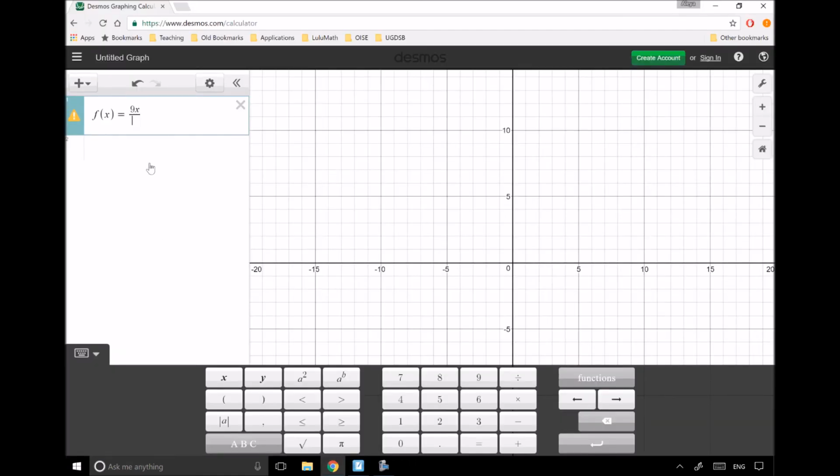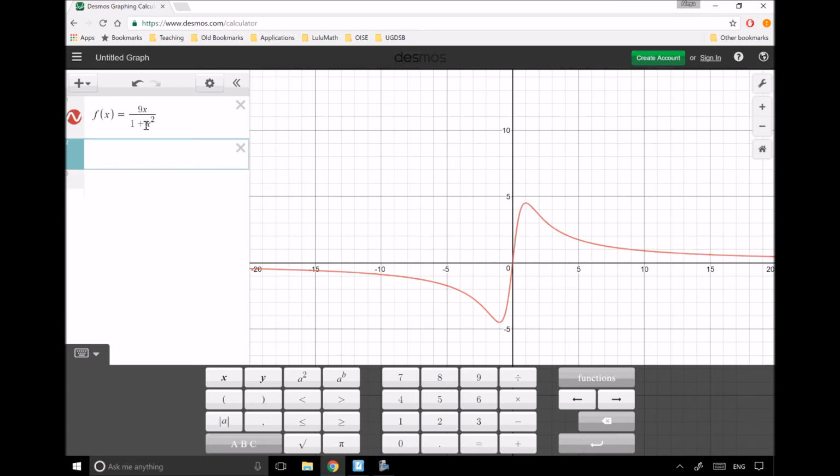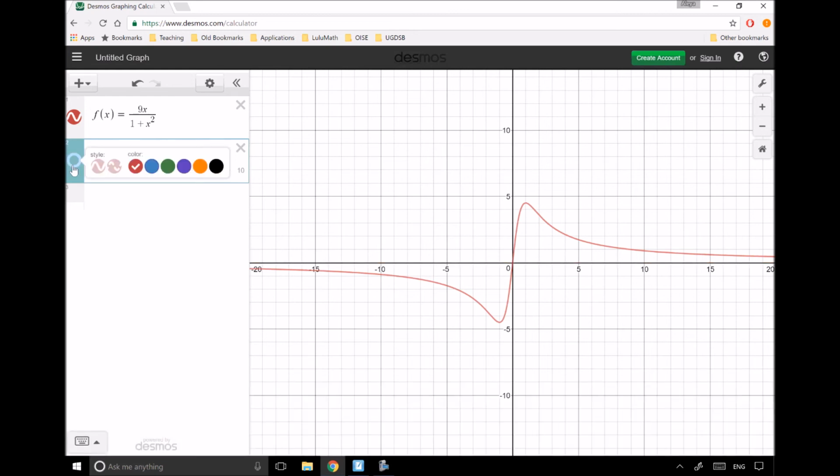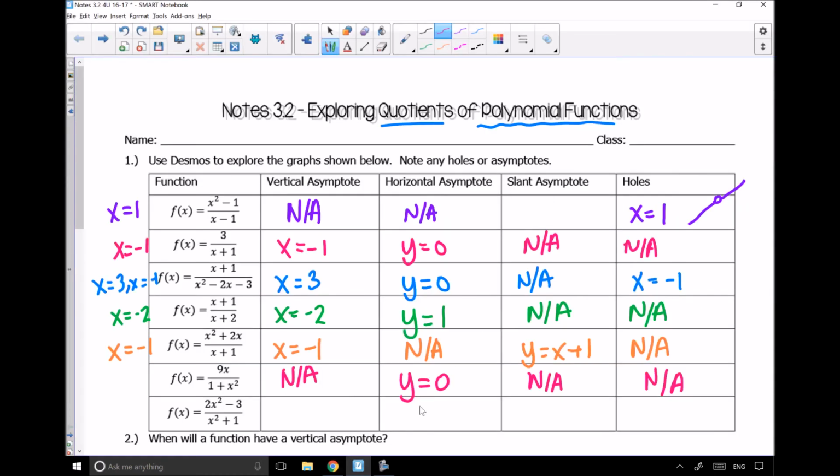So we have 9x in our numerator and we have 1 plus x squared in our denominator right here. So it looks like we have the beginnings of a slant asymptote, but it doesn't continue, so we can't say that this has an actual slant asymptote. But we did figure out that we have a horizontal asymptote at y equals 0, and it's very clear just by our graph right here that we do have a horizontal asymptote at y equals 0, and that's the only asymptote that we end up getting, okay?